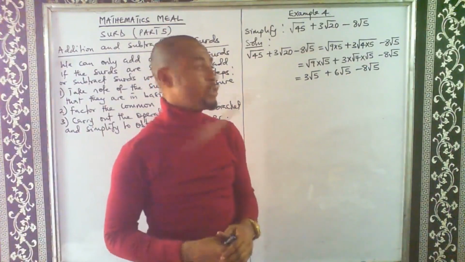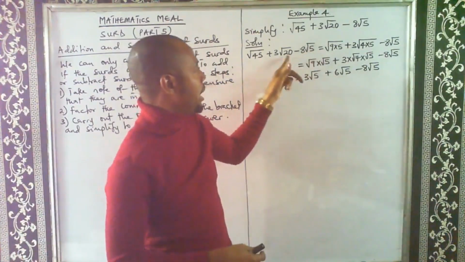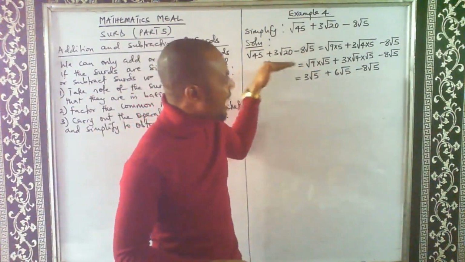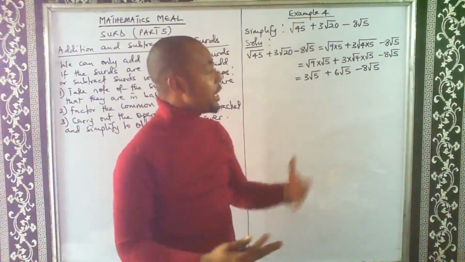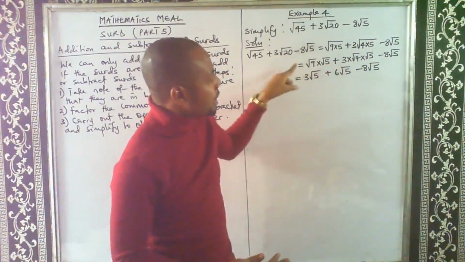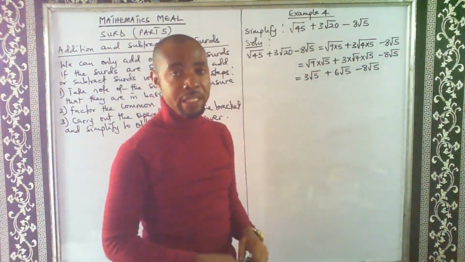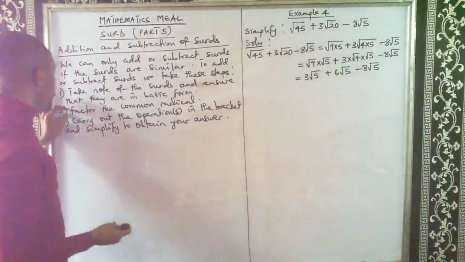Are similar. So why do we have to put this? We have checked this, they are not similar, and this is not in basic form. So we need to first of all express them in basic form to check whether they are similar. And we discover that the moment we express these surds in basic form, they are similar. So we can now start from step 2.